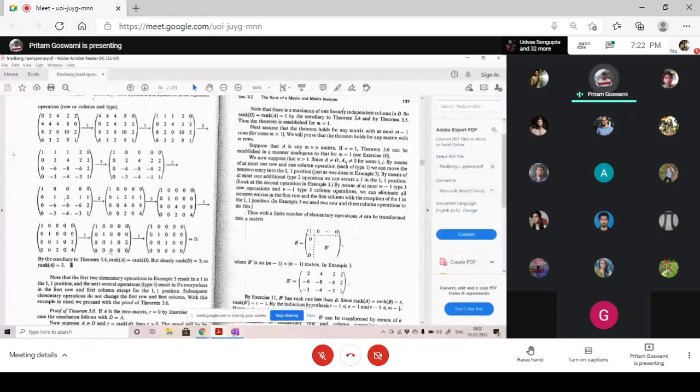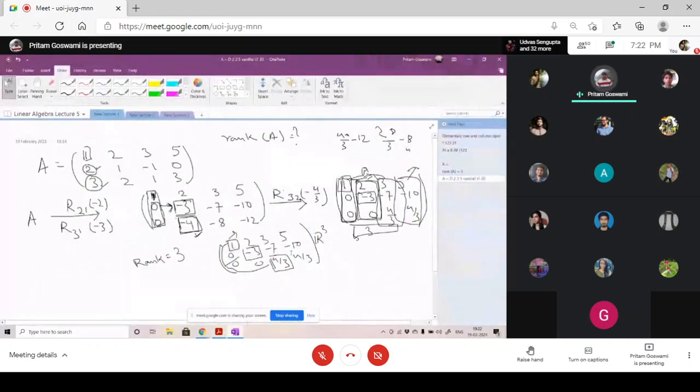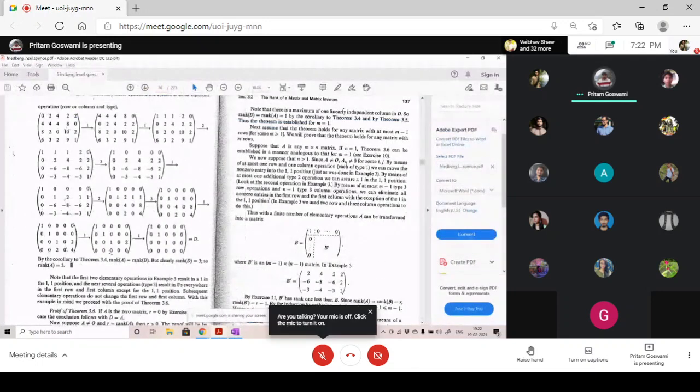I have not diagonalized the matrix here. So for rank, you don't have to diagonalize the matrix always, but here, look, what they have done, they have used the same operations and they reach a diagonal matrix, and the diagonal matrix has 3 elements, so rank is 3. It will be more clear to you.